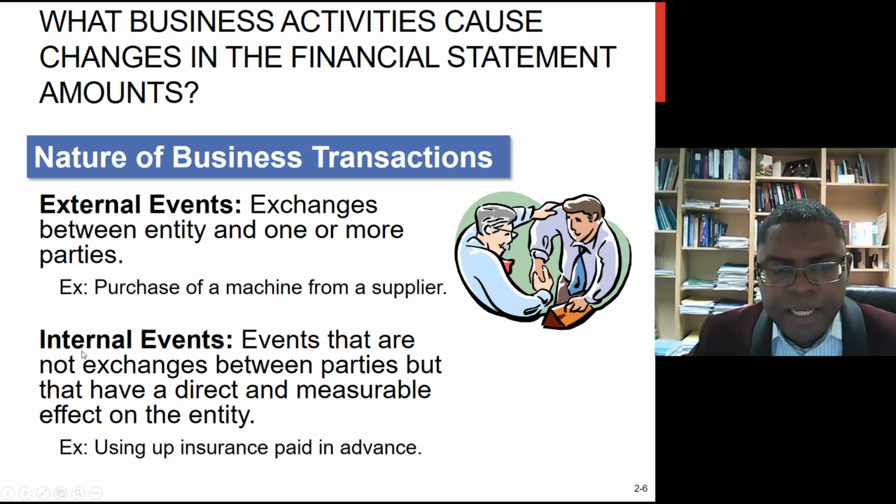We also have internal events. Internal events are events that are not exchanges between parties, but they have a direct and measurable effect on that particular entity. An example could be using up insurance prepaid in advance. So this is a business activity that is internal. It's not between two businesses.